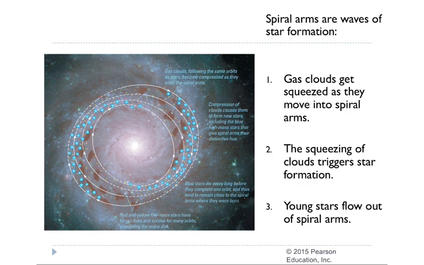Let me pick a different color. So starting here, a cluster of stars that form, and as they make their way around through, then they end up dying about there. They fade out. And so they don't get to go all the way around. And so again, that creates those spirals there. So these gas clouds get kind of squeezed. They move into that spiral arm, and then that triggers that star formation. And so young stars flow out of the spiral arms there.